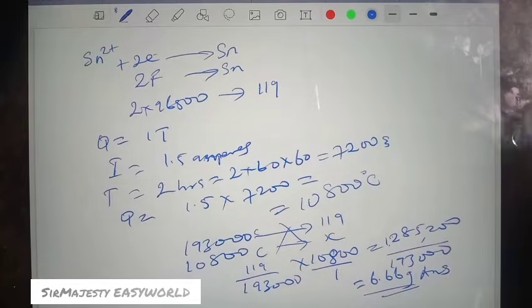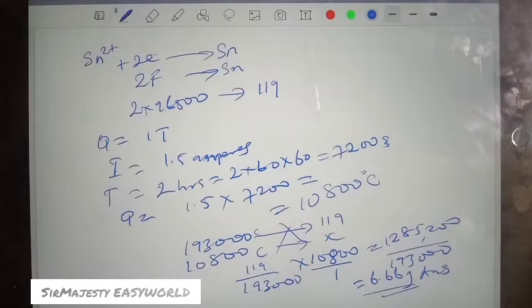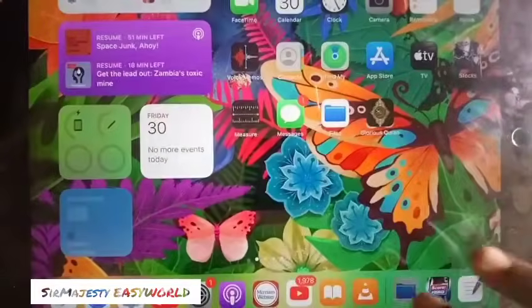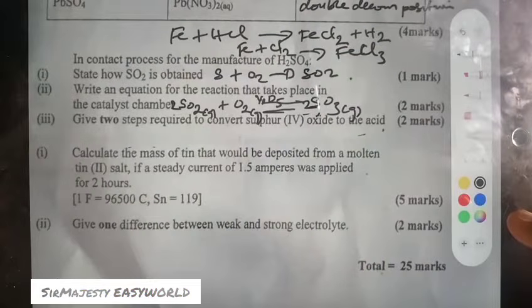Answer. Okay, this is actually theory. Don't use that shortcut I used in objectives, or if you must use it, you tell the marker to define your terms. So now let's see the next question. So we are done with that. The mass of tin deposited should be 6.66.